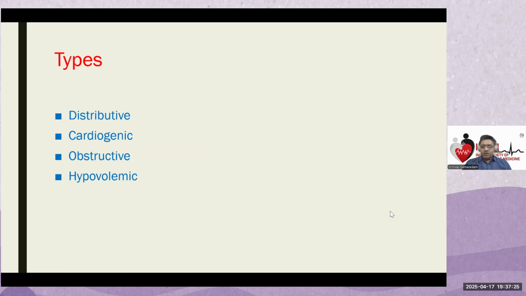That is the distributive shock, the cardiogenic shock, the obstructive shock, and the hypovolemic shock. I did not include endocrine shock in this because it will complicate the issue, and it's a different ball game altogether in the intensive care unit.